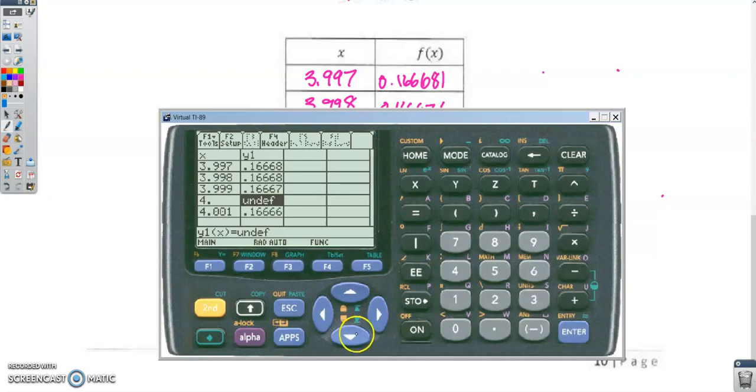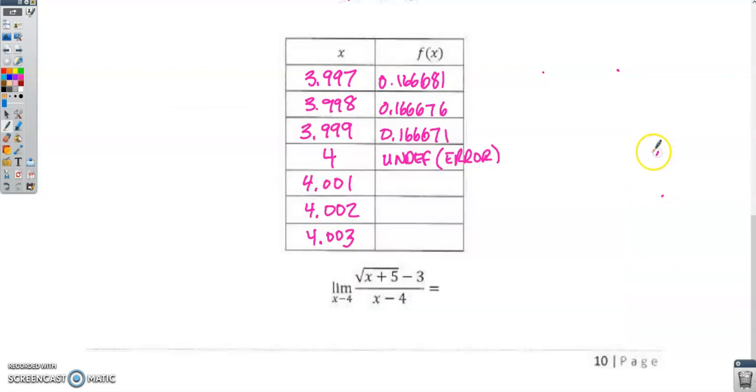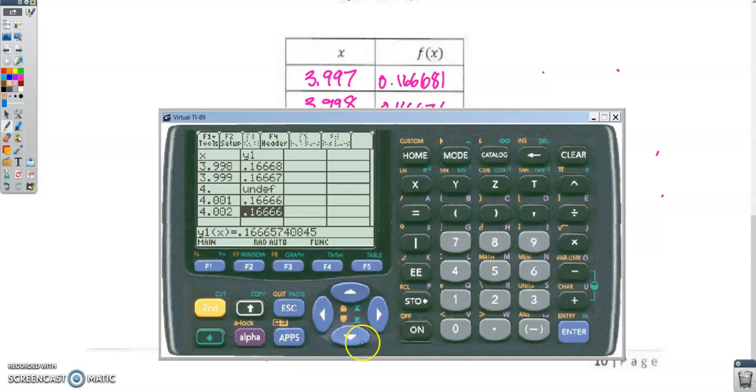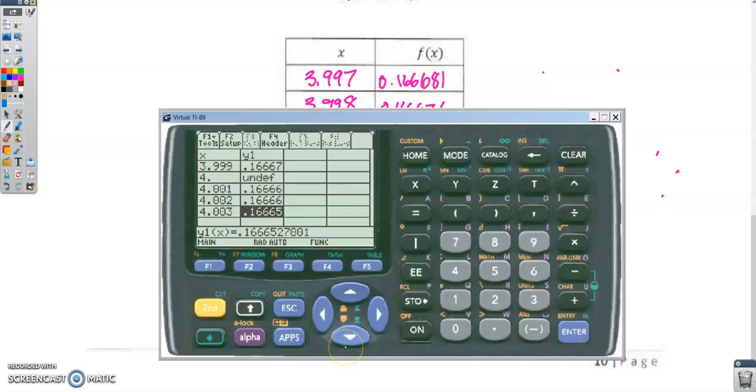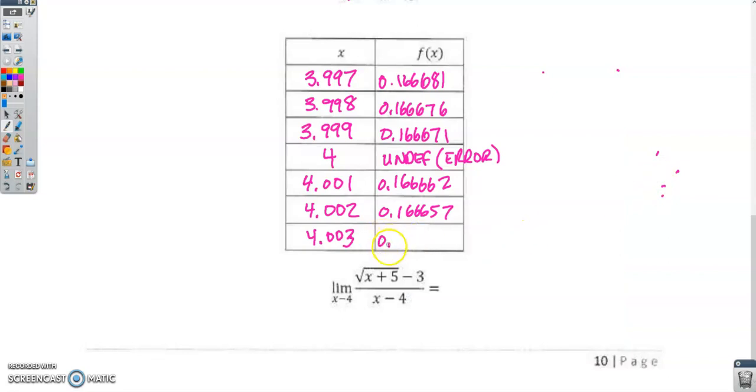And then I go back to 4.0001, and that's 0.16662, and 0.166657, and 0.166653.